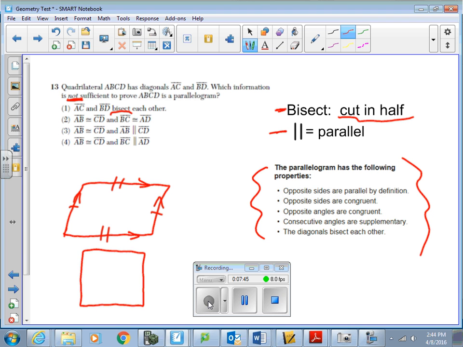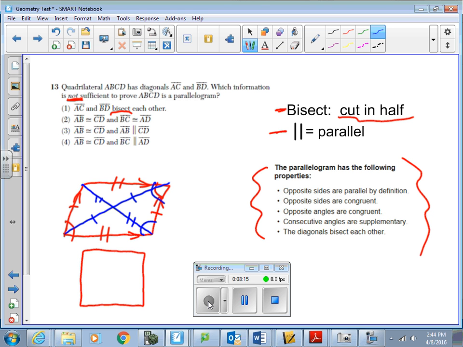The opposite angles are congruent, so this angle and this angle would be opposite. The consecutive angles are supplementary. When it says consecutive angles, it would mean this one and this one add up to 180 degrees. And the diagonals bisect each other. So anytime you have a parallelogram, the diagonals are going to bisect one another, so they're going to cut each other in half.